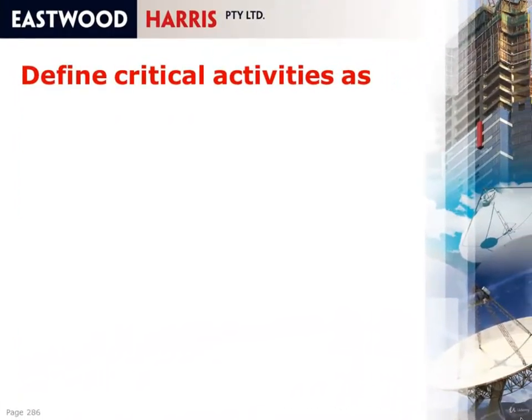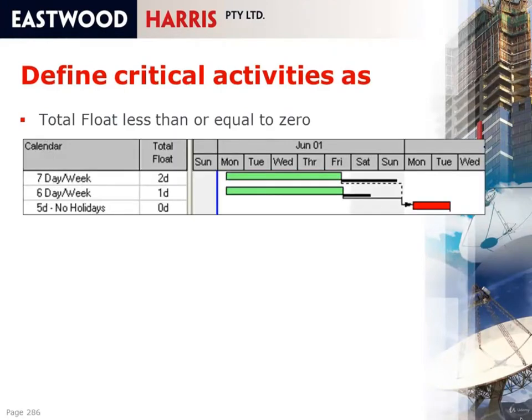Define critical activities as. You have an option of total float less than or equal to 0, and therefore in this situation, if you have an activity on a 7-day week and an activity on a 6-day week with a successor on a 5-day week, you'll find that this activity has 2 days float and this activity has 1 day float, and therefore you will lose the critical path in this environment.